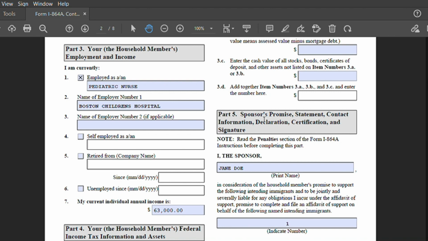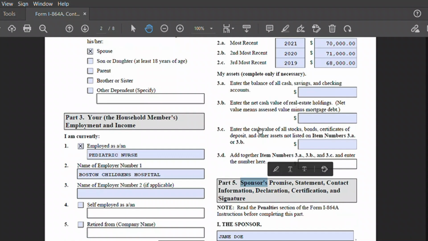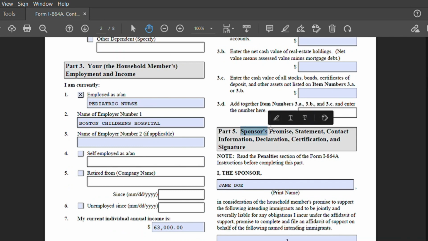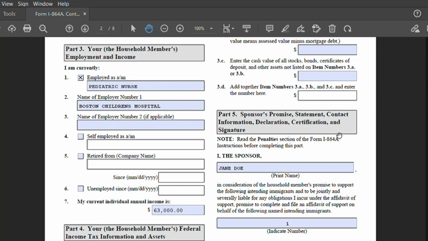So remember that this form is a legally binding contract, and it's really easy to get confused in this part specifically. Part 5 is the sponsor's promise, statement, contact information, declaration, certification, and signatures. So this will be the sponsor's signature, not the household member that filled out this part, but the original sponsor who filled out the original affidavit of support. So read the penalties section in the instructions.